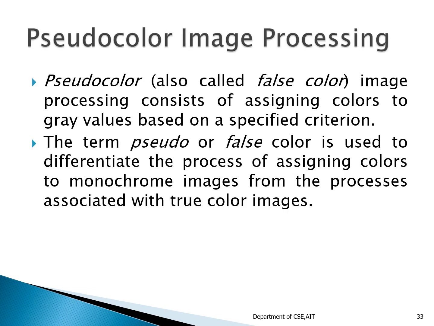Pseudo color image processing is concerned with false color image processing, which consists of assigning colors to gray values based on a specific color criteria. The term pseudo or false color is used here to differentiate the process of assigning colors to monochrome images from the processes associated with true color images. The principal use of pseudo-color is for human visualization and interpretation of grayscale events in an image or a sequence of images.